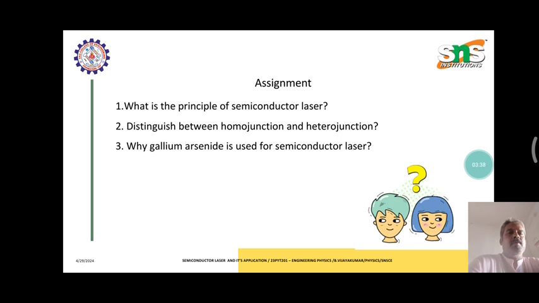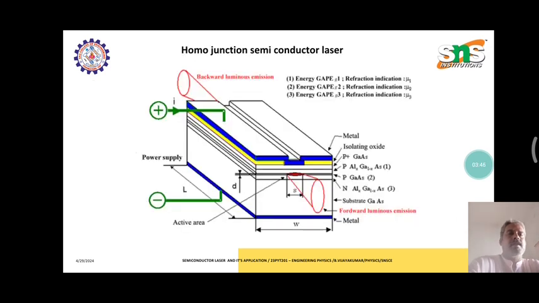So the assignment: what is the principle of semiconductor laser, distinguish between homojunction and heterojunction, and why is gallium arsenide used in a semiconductor laser.